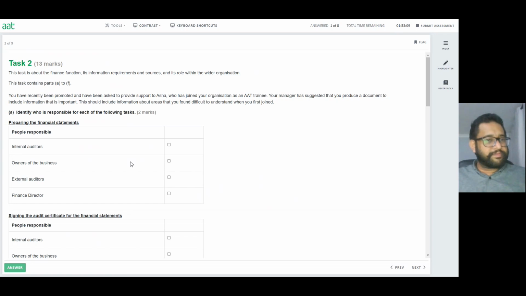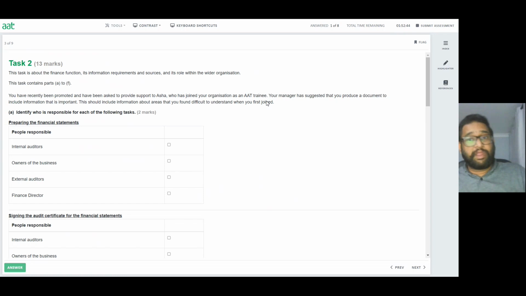Keep on drinking water. This task is about the finance function, its information requirements and sources, and its role within the wider organization. This task contains parts A to F. You have recently been promoted. You have been asked to provide support to Asha, who has joined your organization as an AAT trainee.